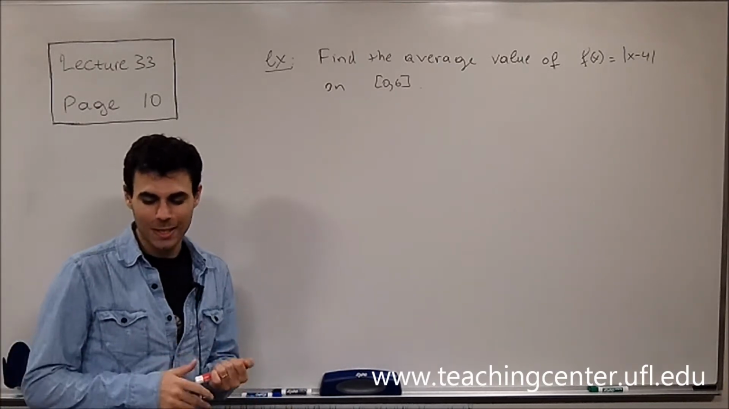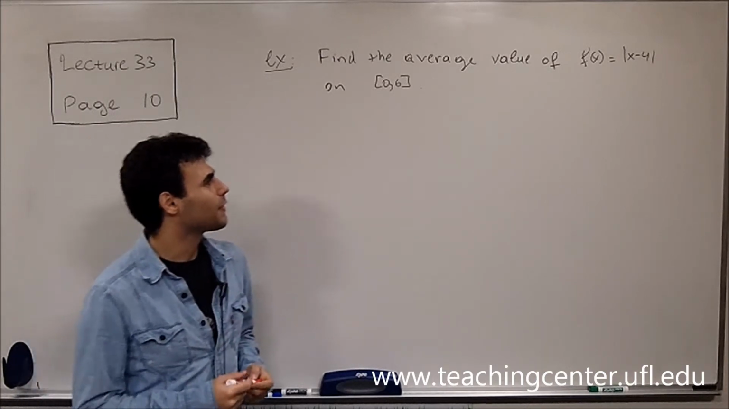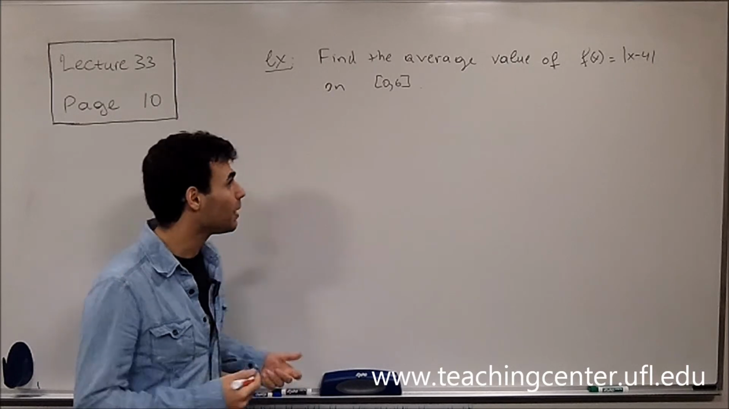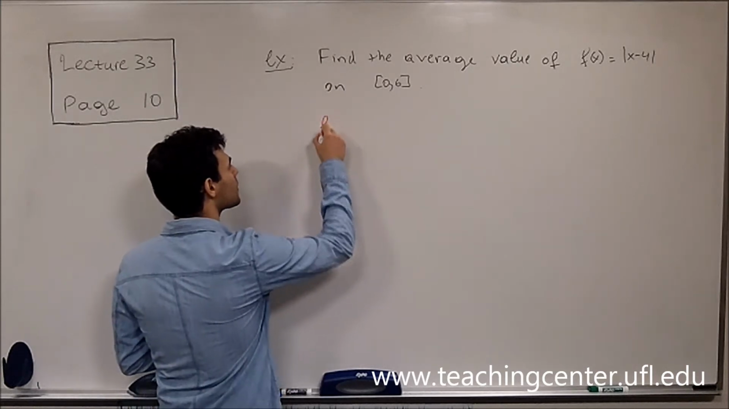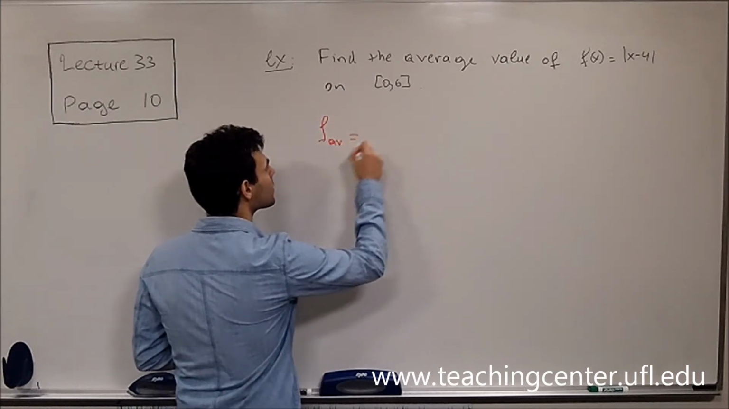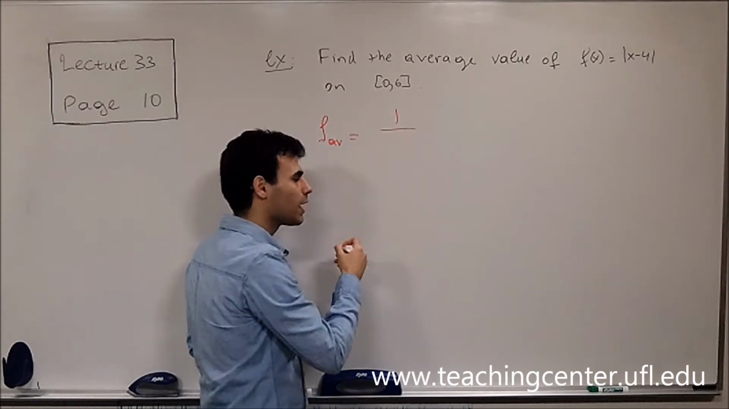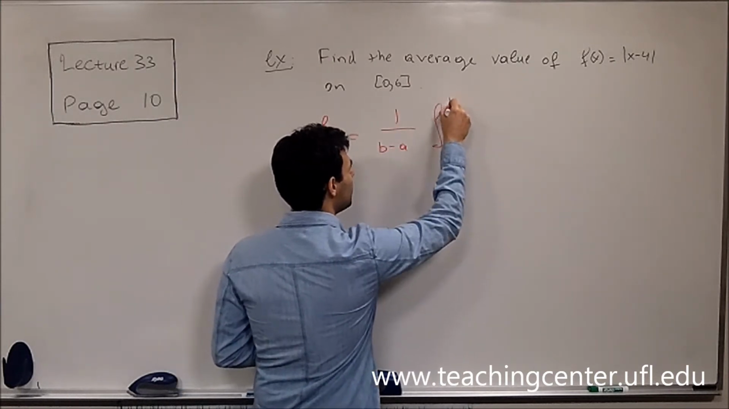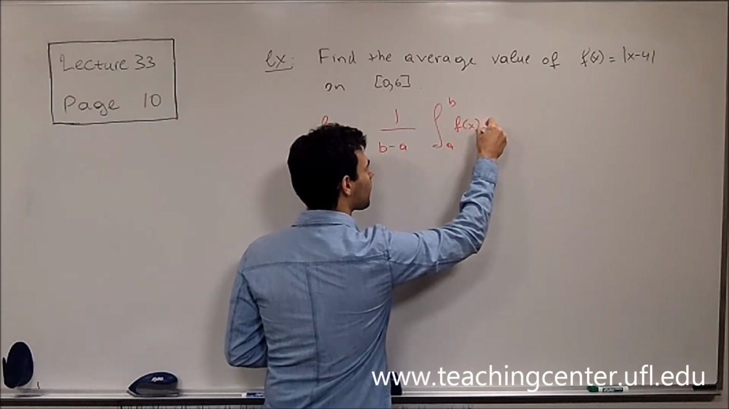Anyway, what we're trying to do is find the average of the absolute value of x minus 4 in the interval 0, 6. By the definition that we just gave, f average is 1 over b minus a, integral from a to b of f of x dx.